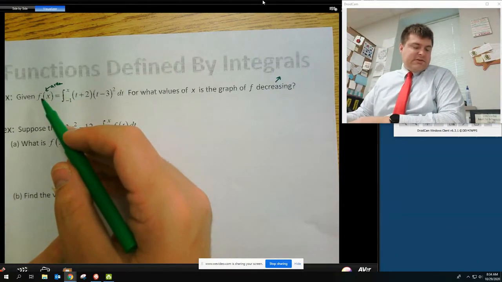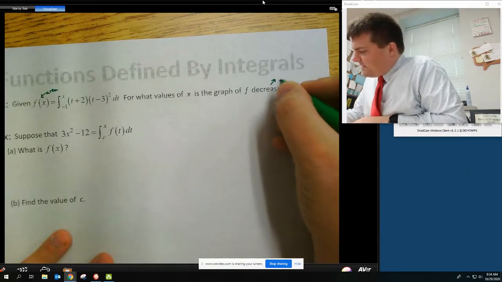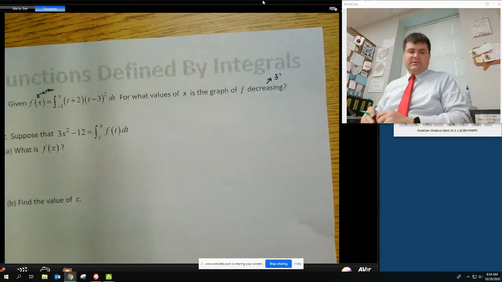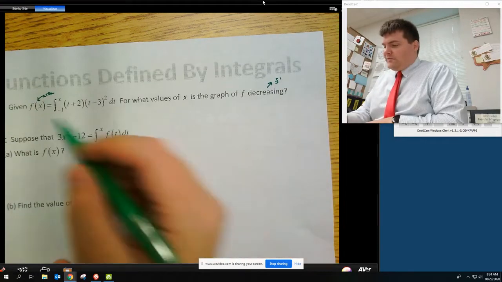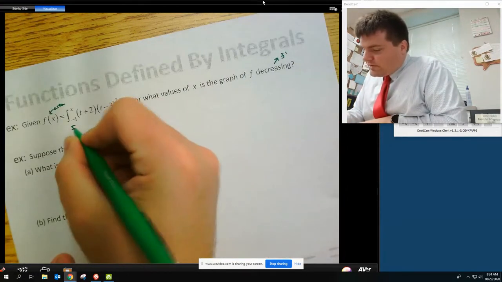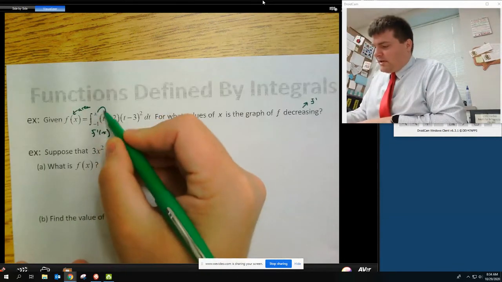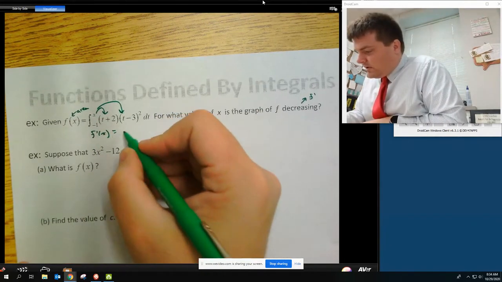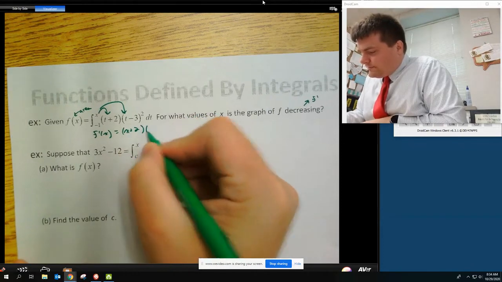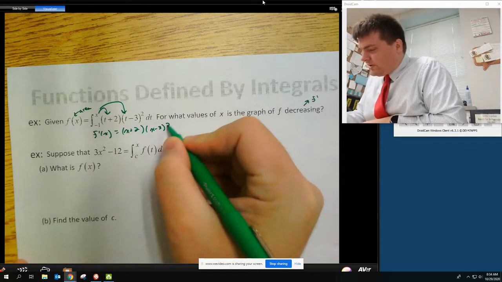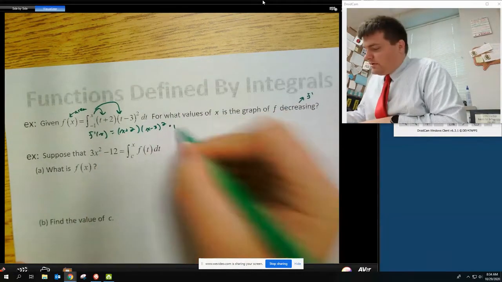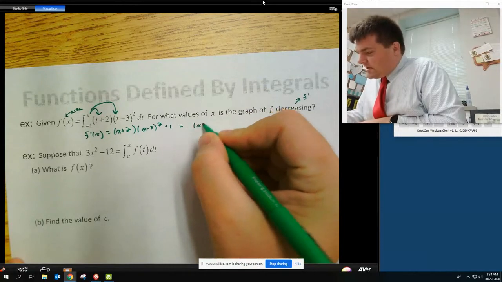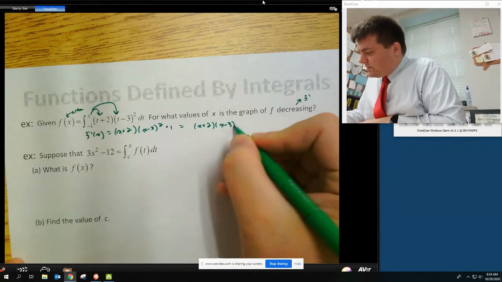This one isn't as weird or confusing as the graphing one, a little more straightforward. So I need to find f prime. That's all I need to do, and I'll go from there. So what is the derivative? Well, remember you got to plug the x into all the t values. So we're going to get x plus 2, x minus 3 all squared, times the derivative of whatever I plugged in. The derivative of x is just 1. So that's as simple as x plus 2, x minus 3 all squared.